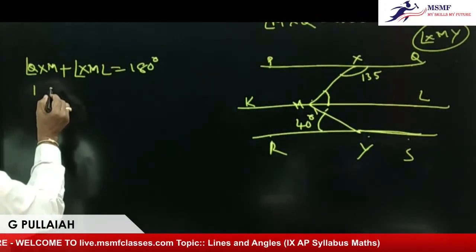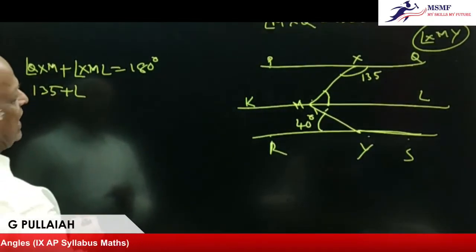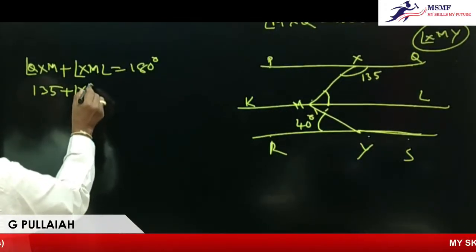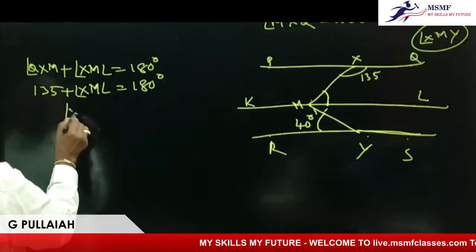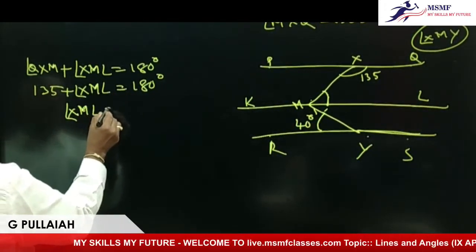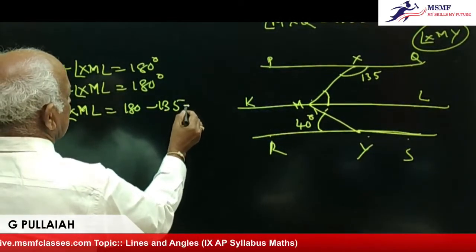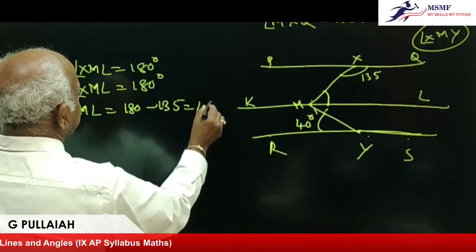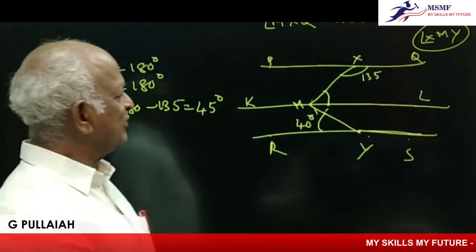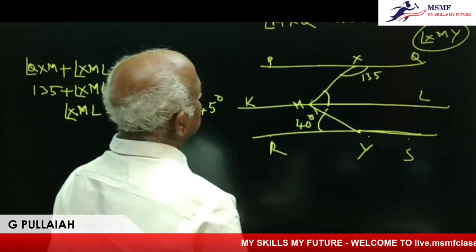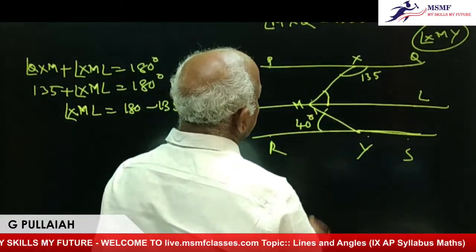So 135 degrees plus angle XML is equal to 180 degrees. So angle XML is equal to 180 degrees minus 135 degrees, which is 45 degrees. XML is equal to 45 degrees. Now similarly here, this is 40 degrees.